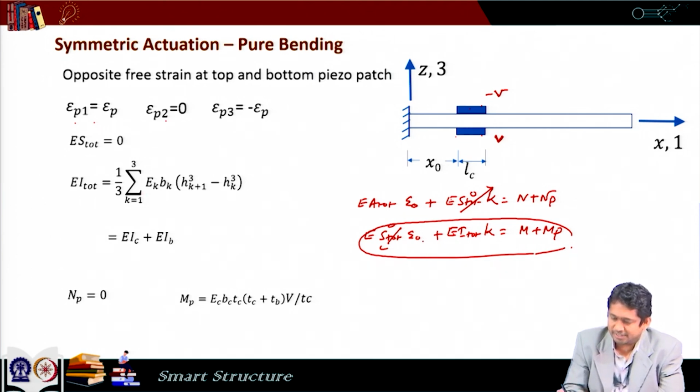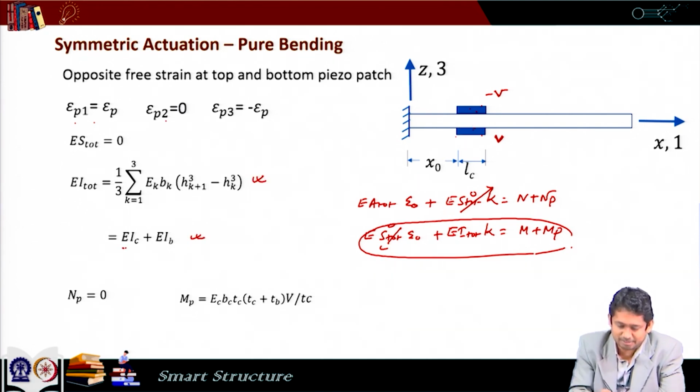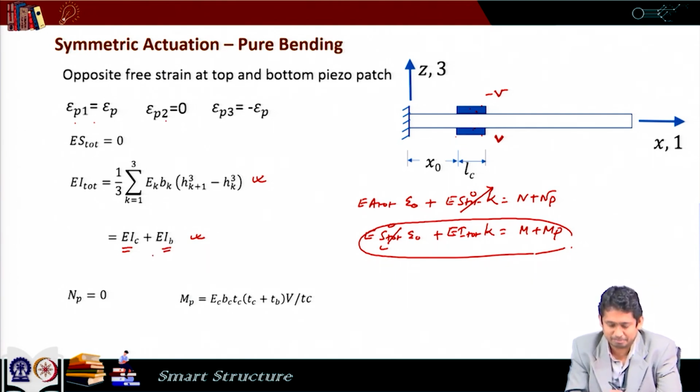Now, EA total is not needed here to solve this problem. We need EI total, and we already know how to find EI total. We have 3 layers, so we just apply the formula and we get this. Whatever contribution comes from these two piezos is absorbed in EIC, and the contribution to EI total from the beam is absorbed in EIB.